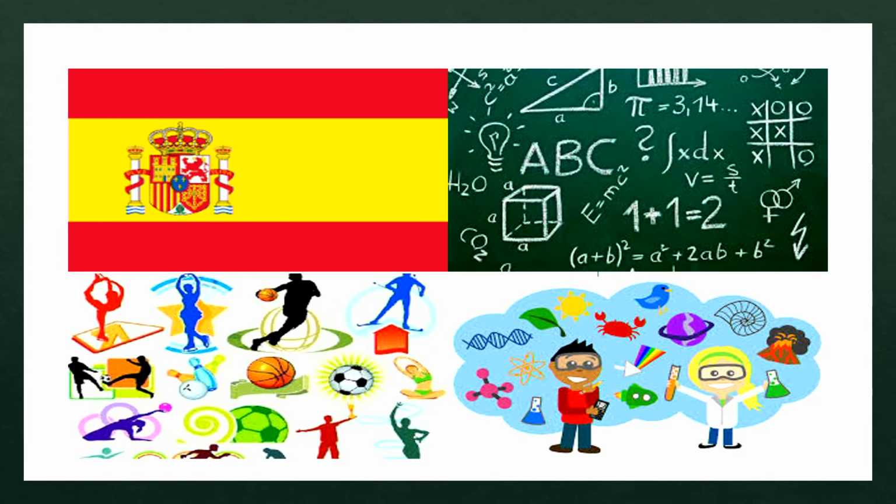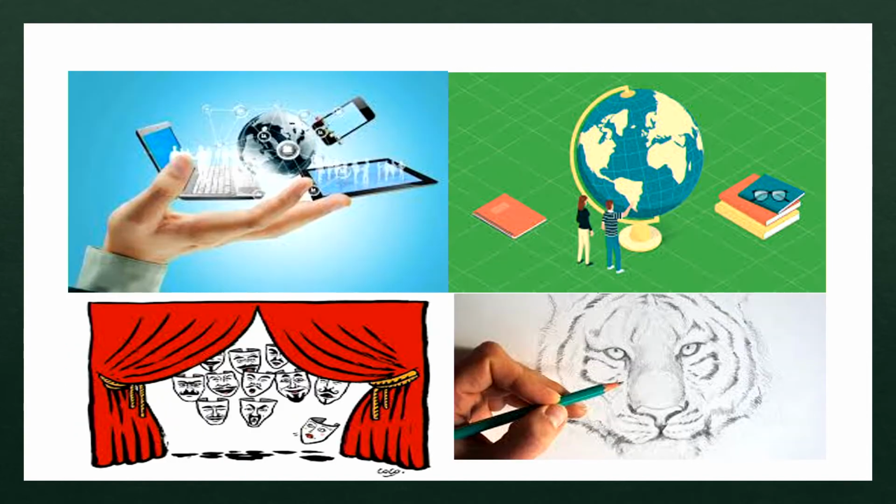Comment dit-on Spanish en français? Ah oui, c'est l'espagnol. L'espagnol. Comment dit-on maths en français? Oui, c'est les maths. Comment dit-on PE? It's got one extra letter. Le PS. Et comment dit-on science? Les sciences. Ok, très bien.